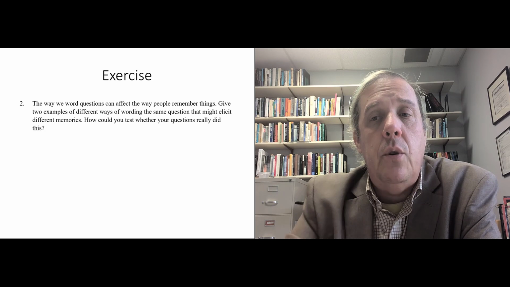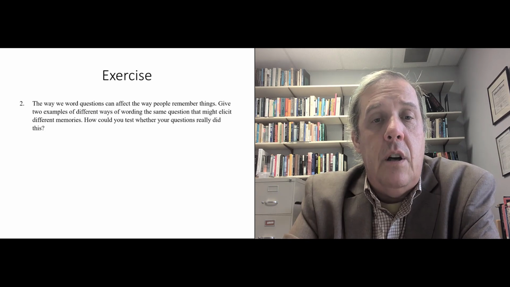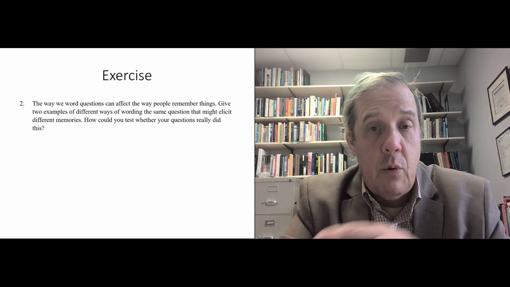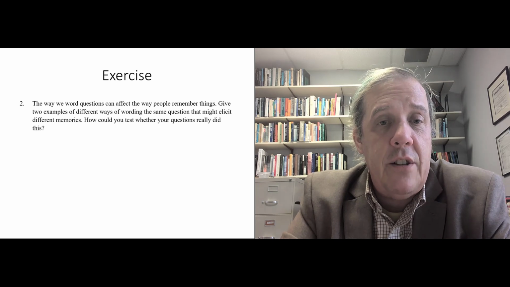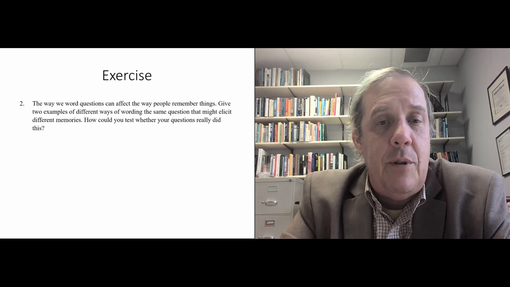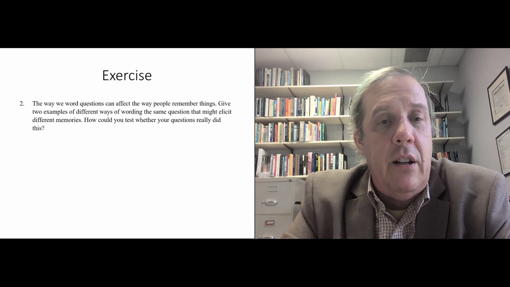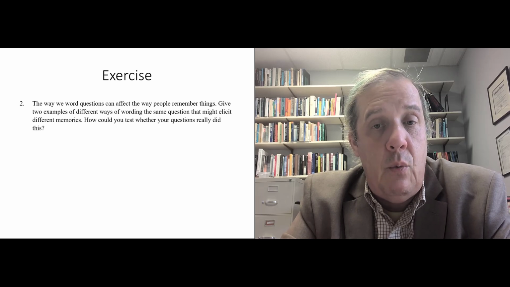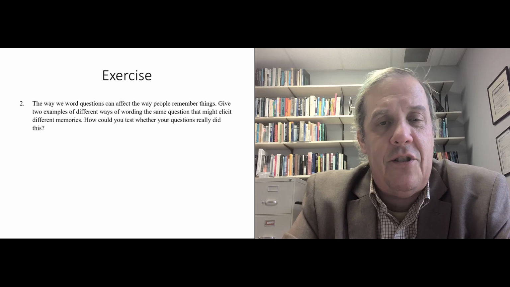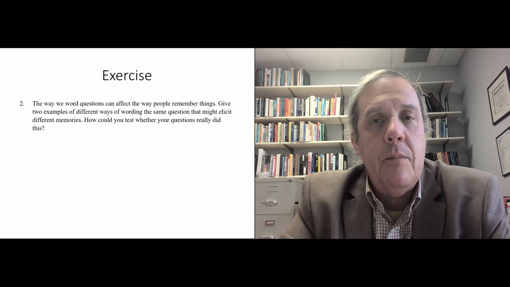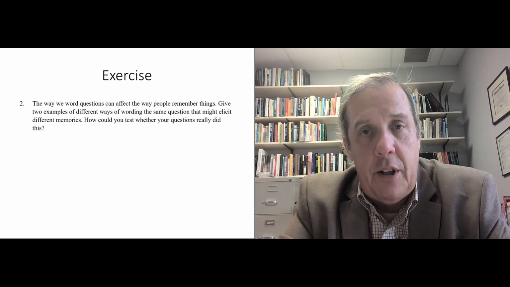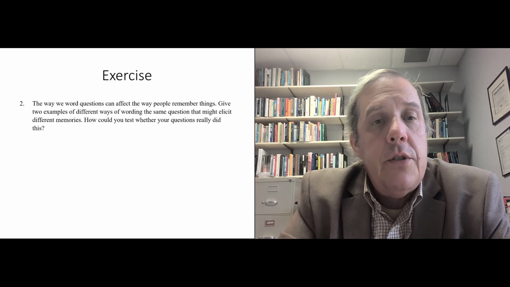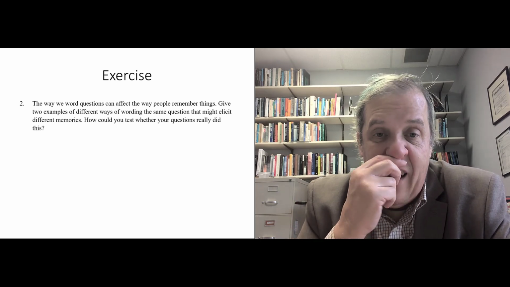All right, so this brings us to the next two exercises in the exercise set. First one says the way we word questions may affect the way we remember things. Give two examples of different ways of wording the same question that might elicit different memories. And also, how can you test whether your questions really did this? This is the key scientific element, right? If you're thinking about how you can test something, you're bringing scientific reasoning into it, and that's always a good thing.